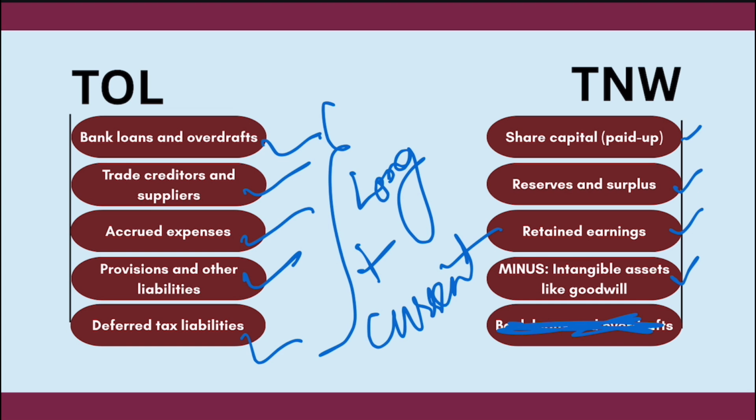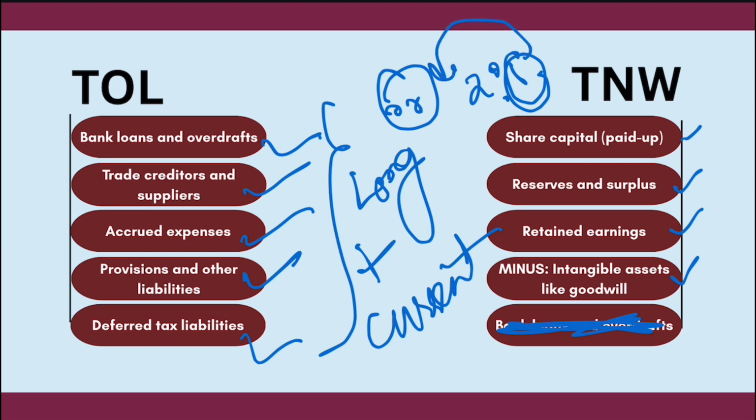Let's understand this again with an example. Suppose there is one businessman, his name is Rajesh. He runs a textile business, and suppose his TOL by TNW ratio is 2:1. Now, what do I understand by the ratio 2:1? This means for every 1 rupee of his own money, he has borrowed 2 rupees from others. Clear? Let's move further.